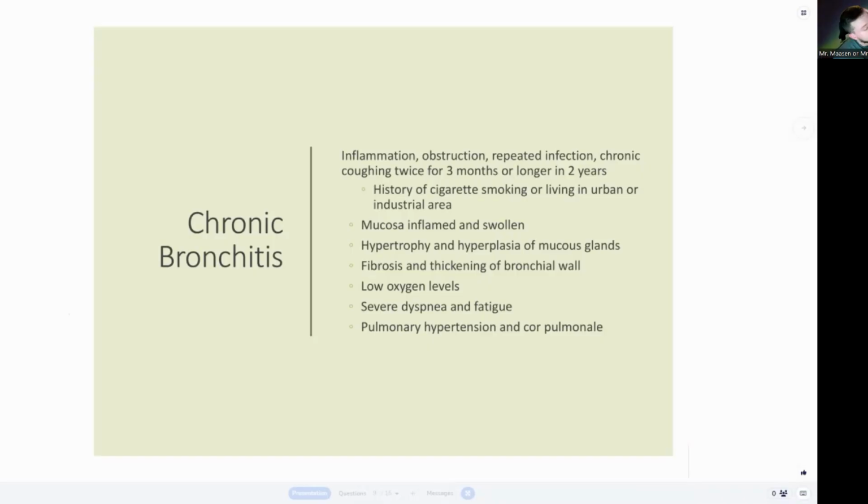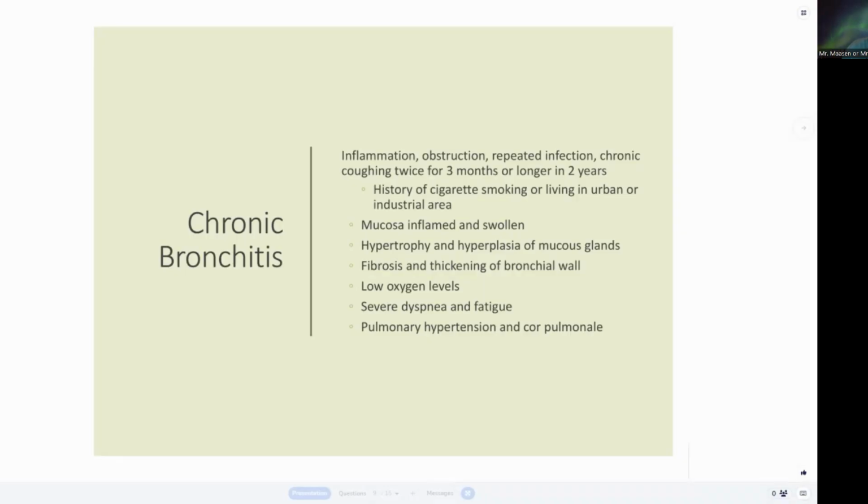On the other end of the spectrum, we have chronic bronchitis. Chronic bronchitis is inflammation, obstruction; repeat infection could cause this. It could be from smoking or inhaling industrial chemical smoke, debris, coal mine is what I always think of. They have inflamed and swollen mucosa, so inflamed and swollen bronchioles and alveoli.